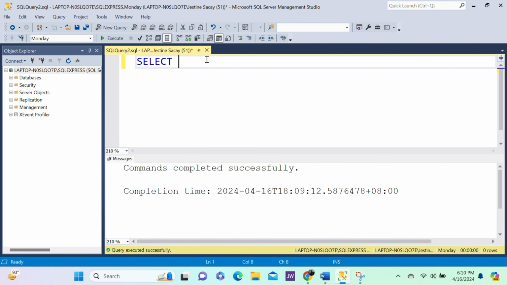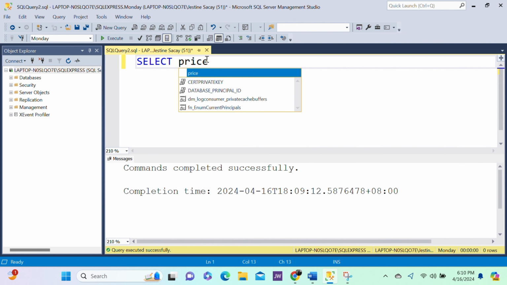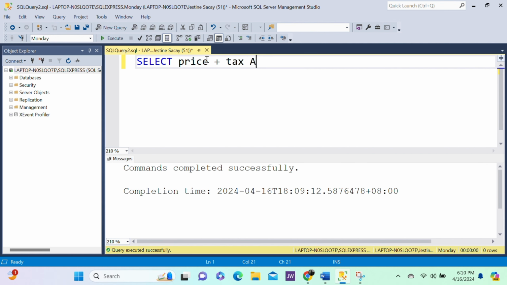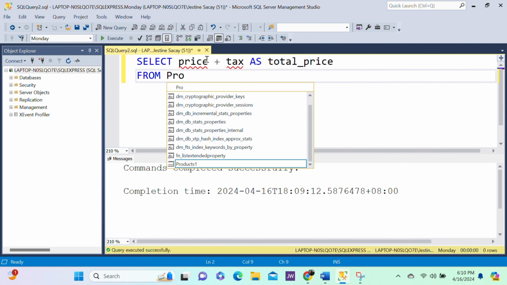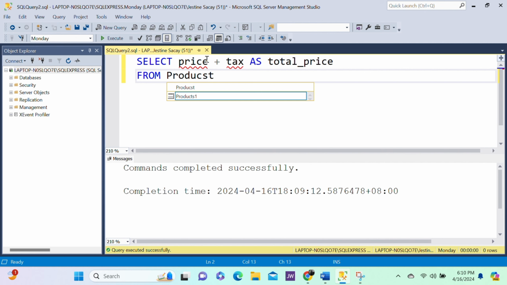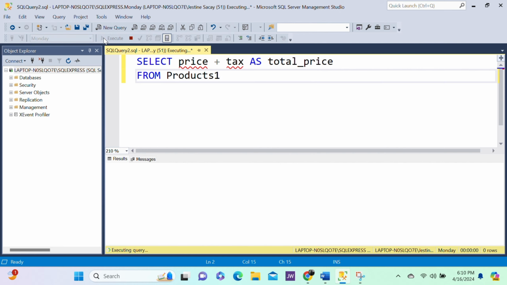Let's have an example. In this example, we're adding the price column with the tax column from the products table and displaying the results as total price. To sum up, we've learned about the SQL arithmetic addition operator and this syntax for performing addition operations on numeric values within our database table.